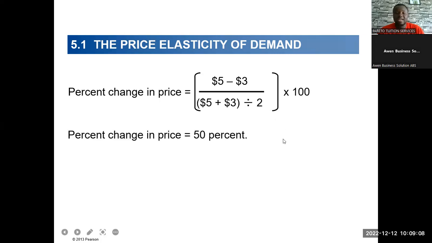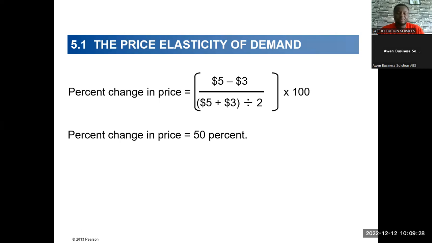So here the numerator is going to be what? It's going to be 2, right? When we add $5 and $3, we have $8 divided by 2. That would be 4. So we have 2 divided by 4 times 100. 2 over 4 is half. Half times 100 is 50. So here the percentage change will be 50%.